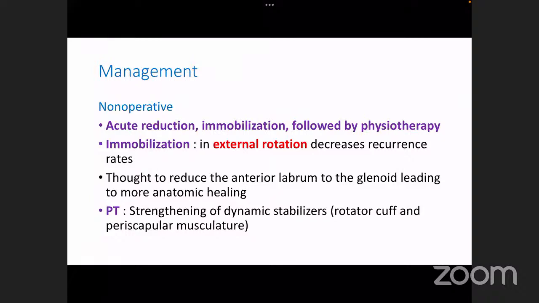The physiotherapy is very important, as we said before, to strengthen the dynamic stabilizers, the rotator cuff, but most importantly the periscapular muscles, in order to maintain a balanced glenohumeral joint.